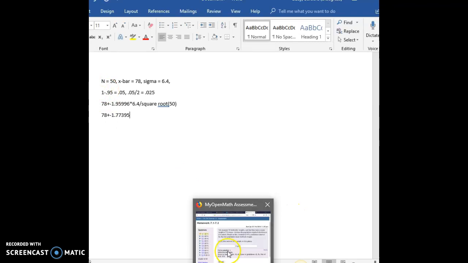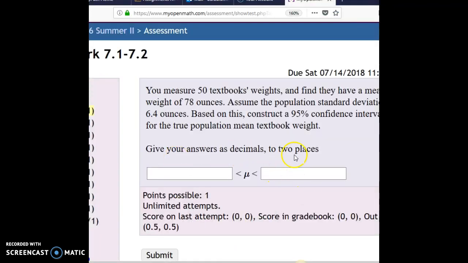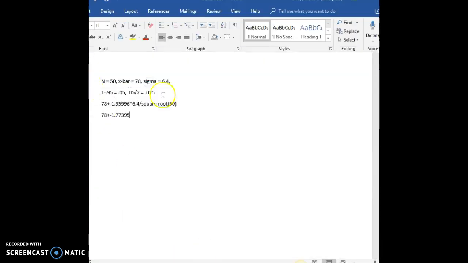Let me go back for a moment. Let's see. It says to give my answers to 2 decimal places. So what's wise here is just to go to 3 decimal places. And now I need to do 2 calculations, 78 minus 1.774 and 78 plus 1.774. So I'll do each of those in my calculator.